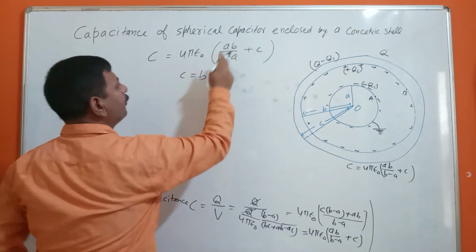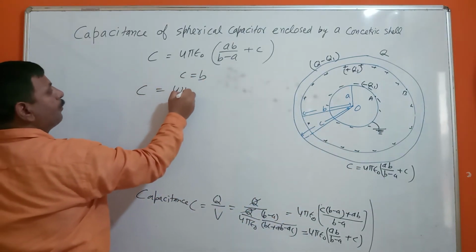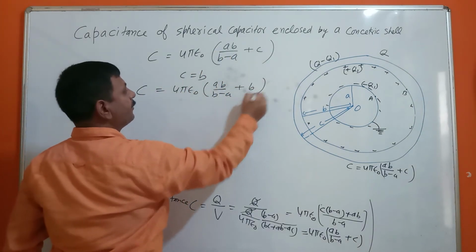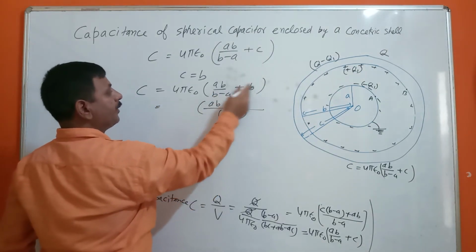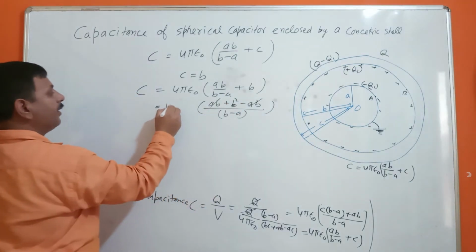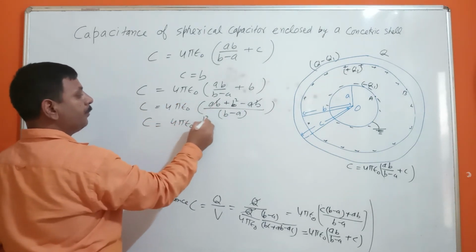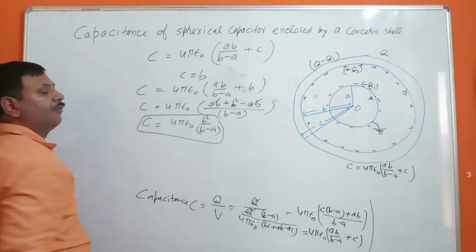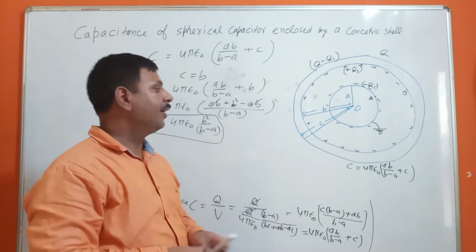Put C equal to B in that equation. What happens? Capacitance is 4 pi epsilon naught AB upon B minus A plus B. If we take the LCM, B minus A, AB plus B square minus AB, the AB cancels. So the formula will be 4 pi epsilon naught B square upon B minus A. This will be the formula for a spherical capacitor whose inner surface is earthed.